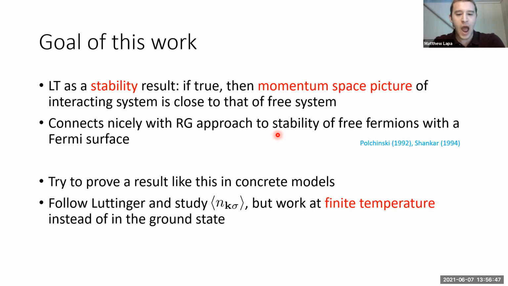And so what I want to do is try to prove a stability result of this kind of flavor, showing that the momentum space picture is close to that of the free system, and show it in some concrete models. What I'll do is follow Luttinger's original work and study the momentum occupation numbers. I'll show some results at the ground state, but mainly I want to show some finite temperature results. And the reason for doing that is the following.